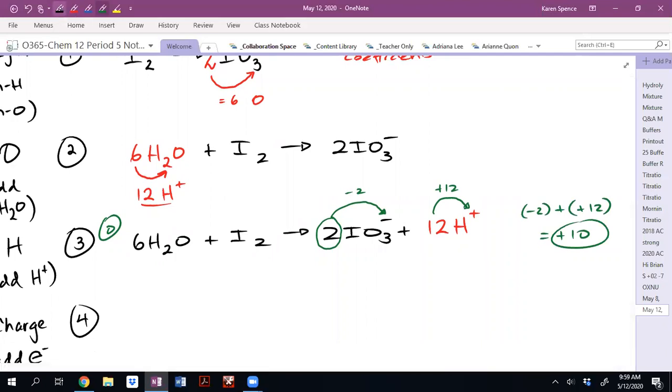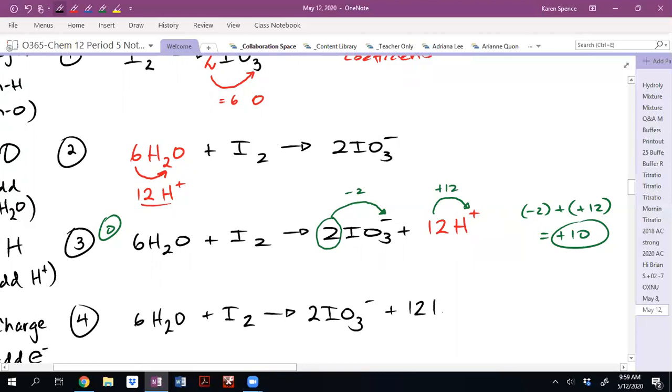So in step number 4, 6H2O plus I2 goes to 2IO3 minus plus 12H plus, and we need to add, in order to get it to equal 0, which will equal our 0 on the other side, 10 electrons here.